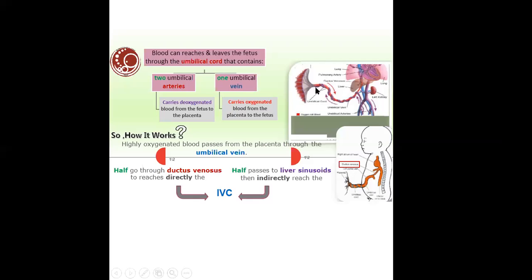Now, what is the umbilical cord? This is the umbilical cord, which connects the placenta to the fetal circulation. So this umbilical cord consists of one umbilical vein, which is reddish, carrying the highly oxygenated blood from the placenta to the fetus, and it has two umbilical arteries, which carry deoxygenated blood from the fetus to the placenta.